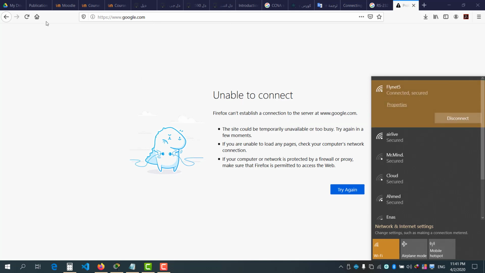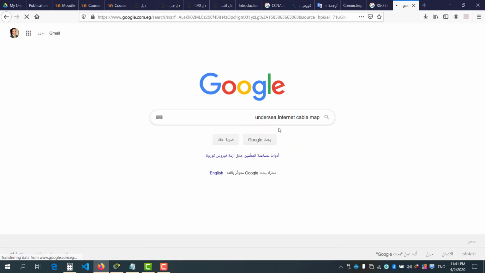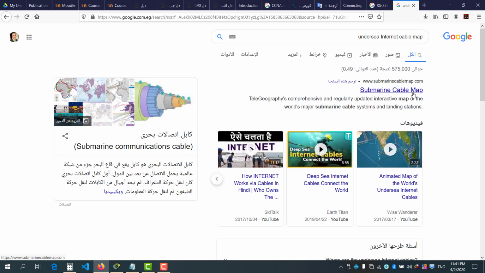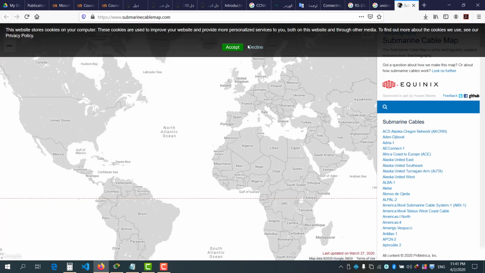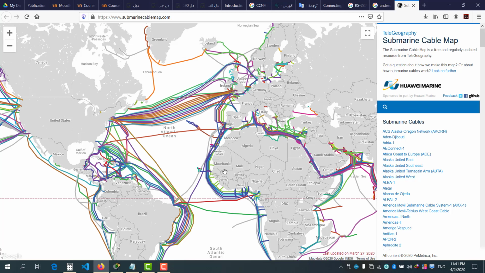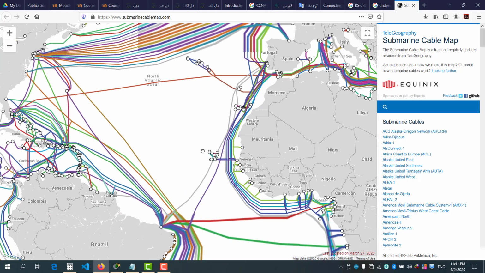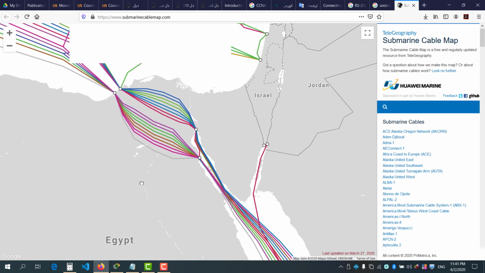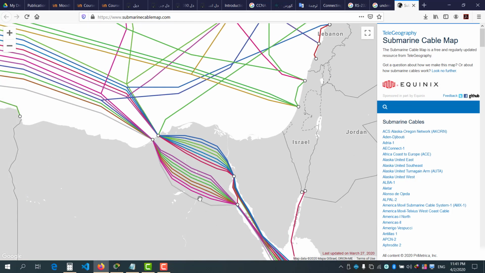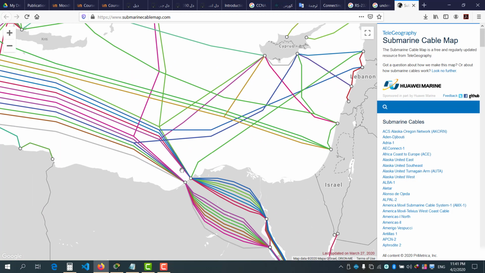Try to communicate. Okay, this connections breakdown. Search undersea internet cable map. Submarine cable map. As you can see, this is the world map. We focus on our country, Egypt. Where is Egypt? This is Egypt. So you can see how many submarine lines pass through Egypt, on the Suez Canal and from the Mediterranean Sea.